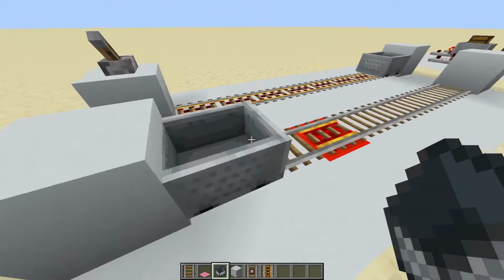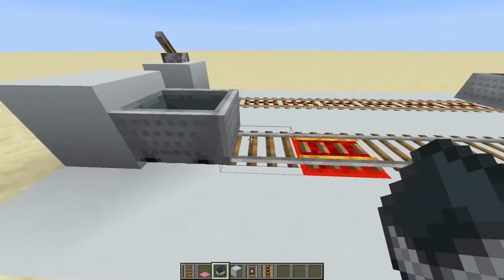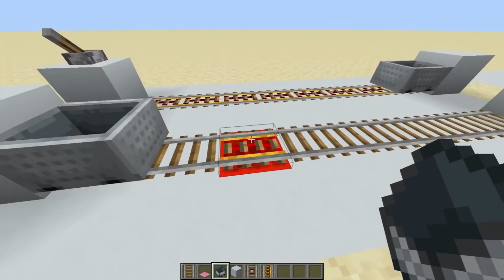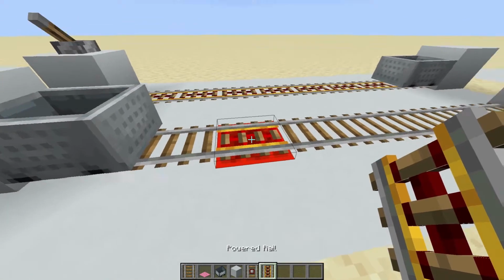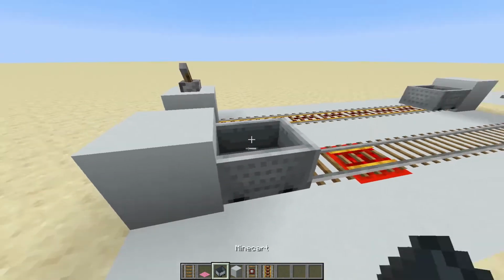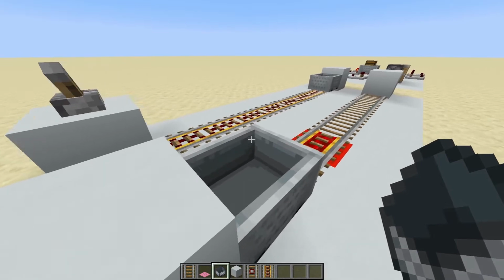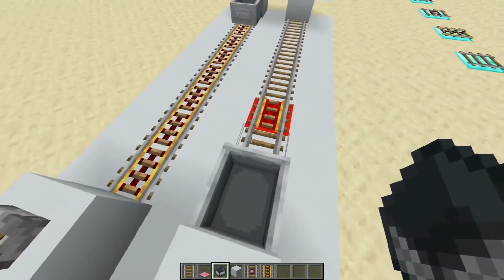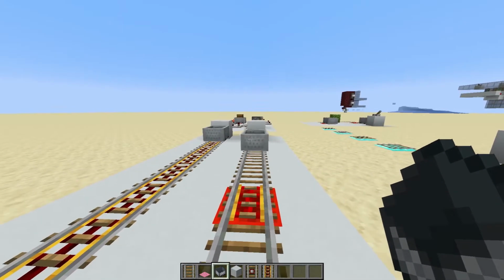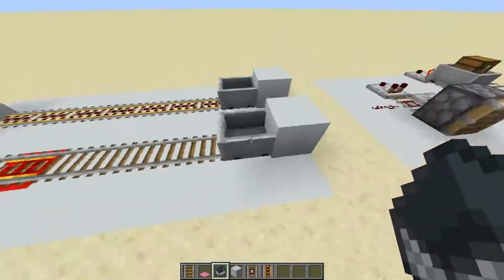So if a minecart has some momentum and it moves over this powered rail, and it must be powered, it will boost the minecart even further. You can see I just pushed, and boom, it reached the end.